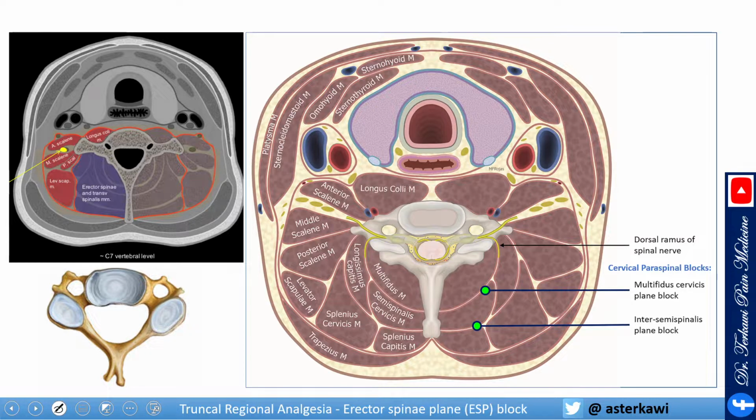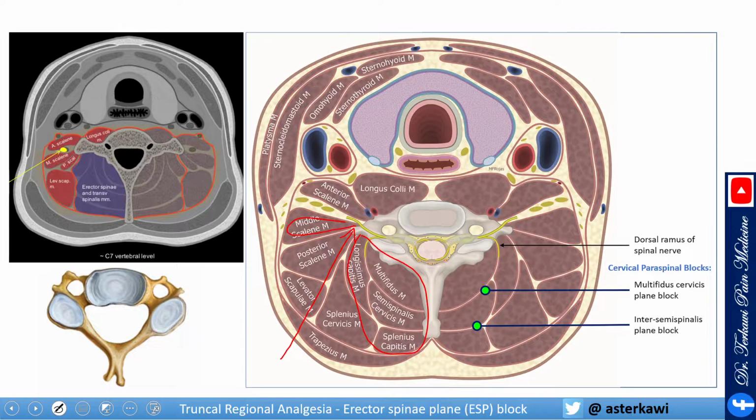So this is what I was talking about. Here we'll see the erector spinae muscle, and here you have the middle scalene. That is the separation between this approach and the brachial plexus. So you put your needle in this orientation and you go to the lateral tip of the TP, transverse process, and you will transect the trapezius and levator scapulae.